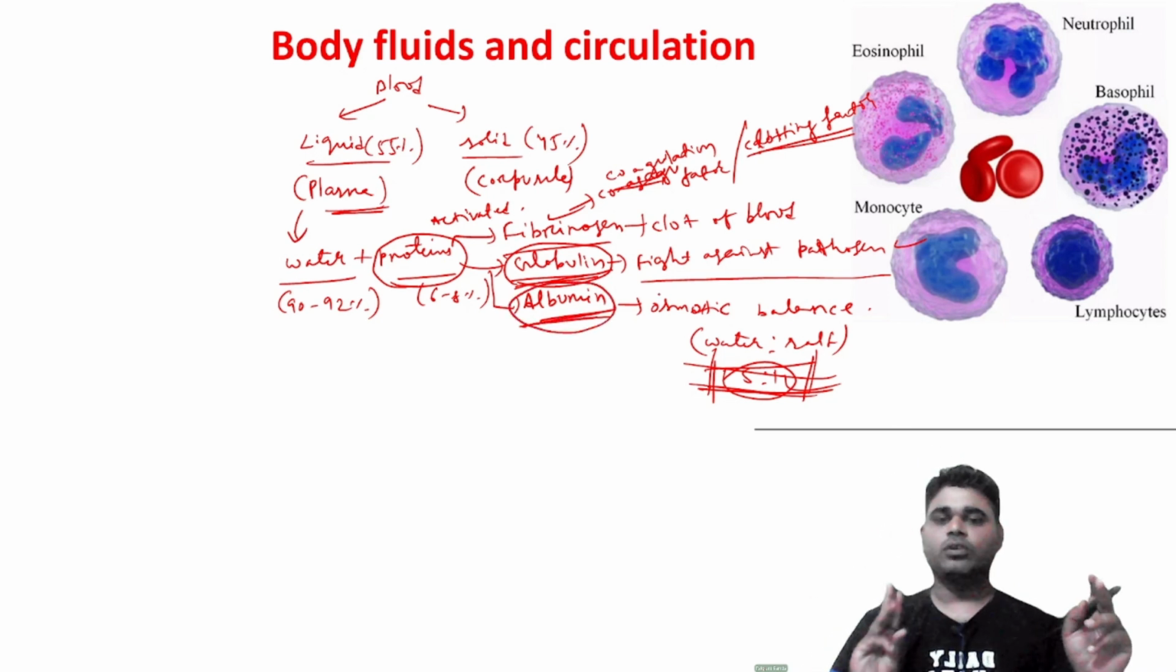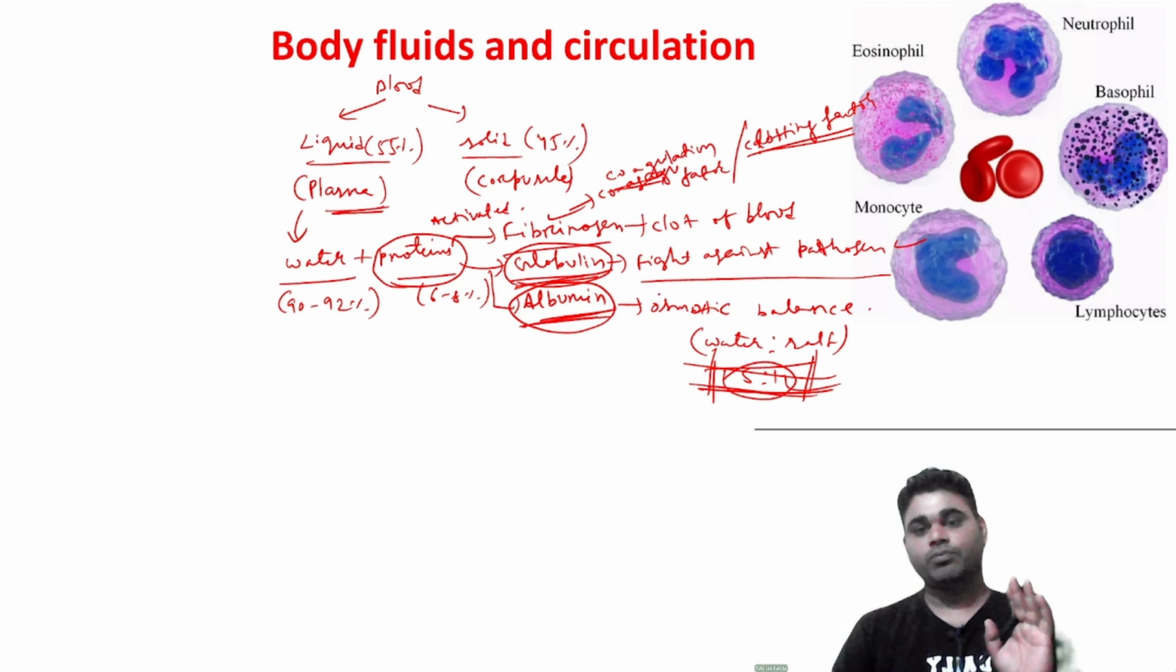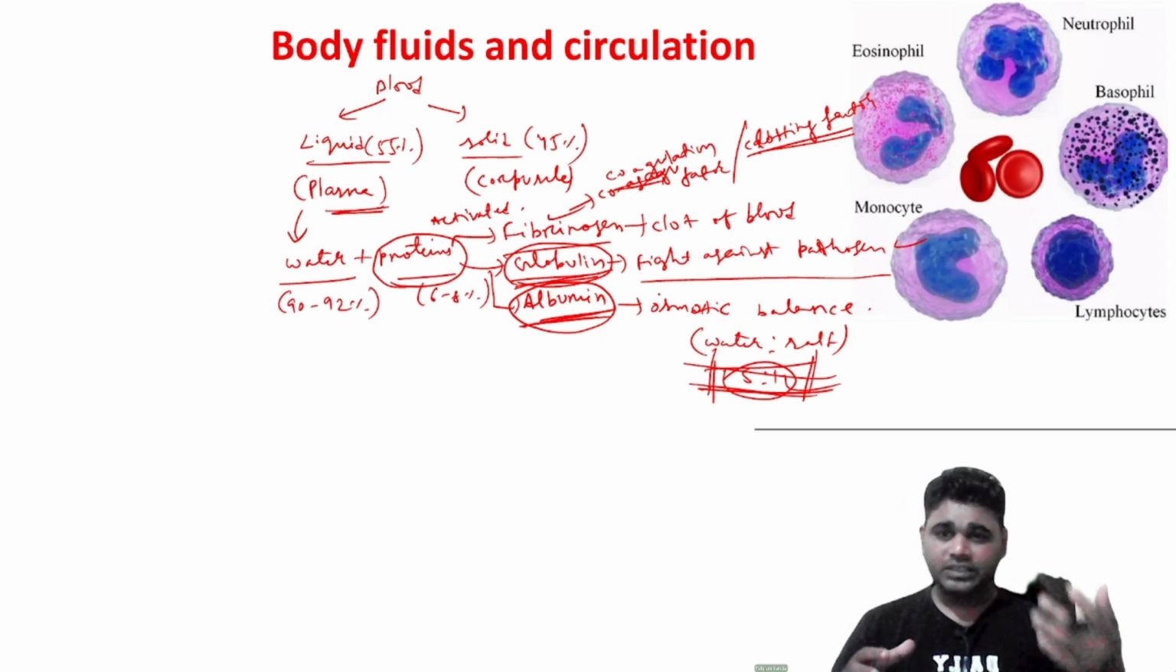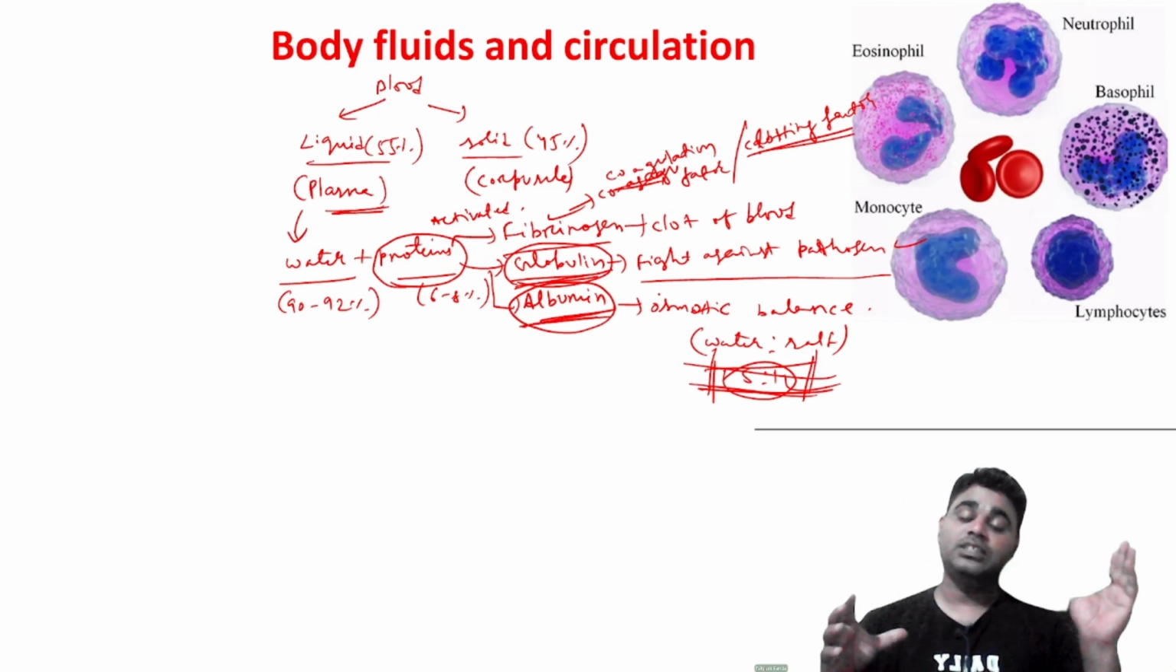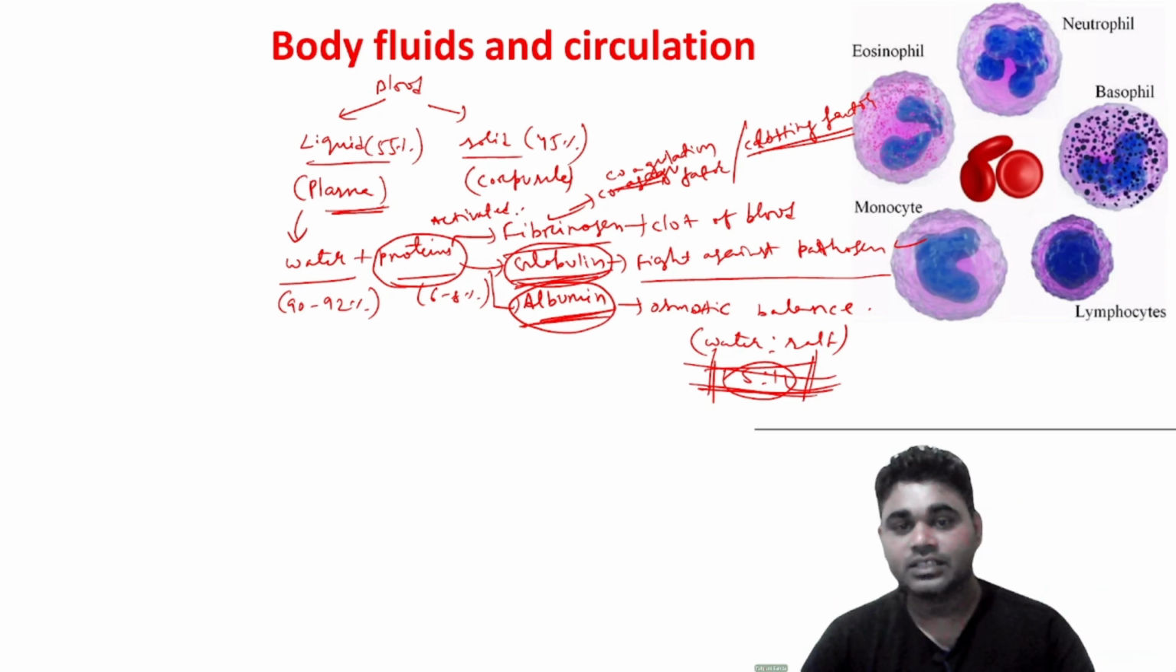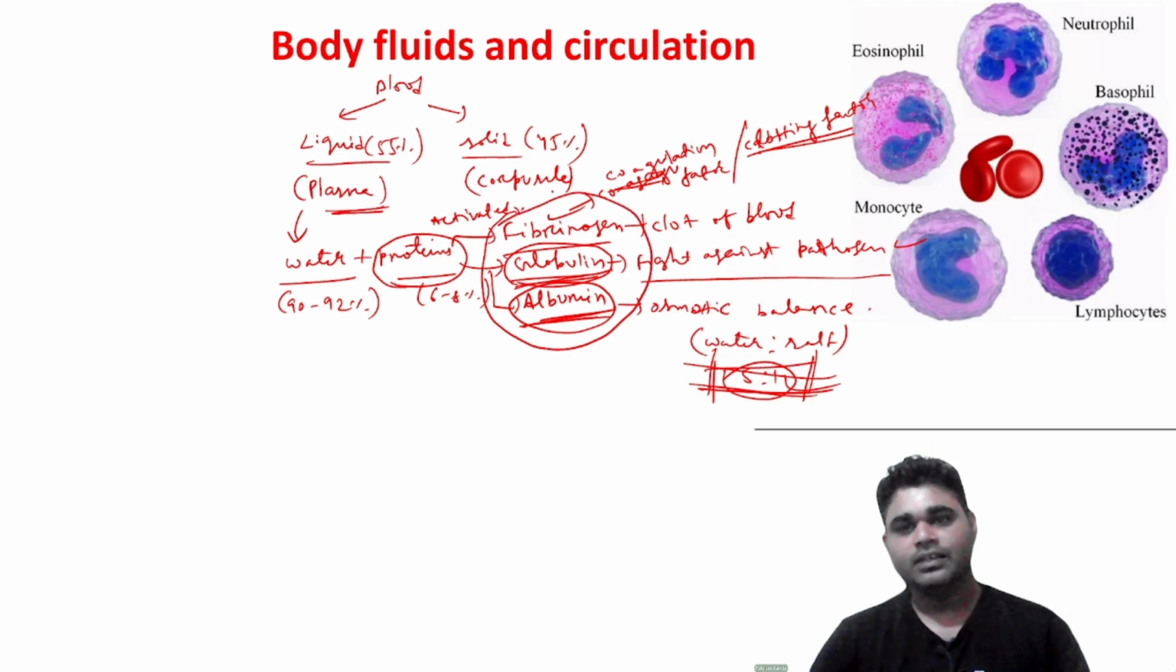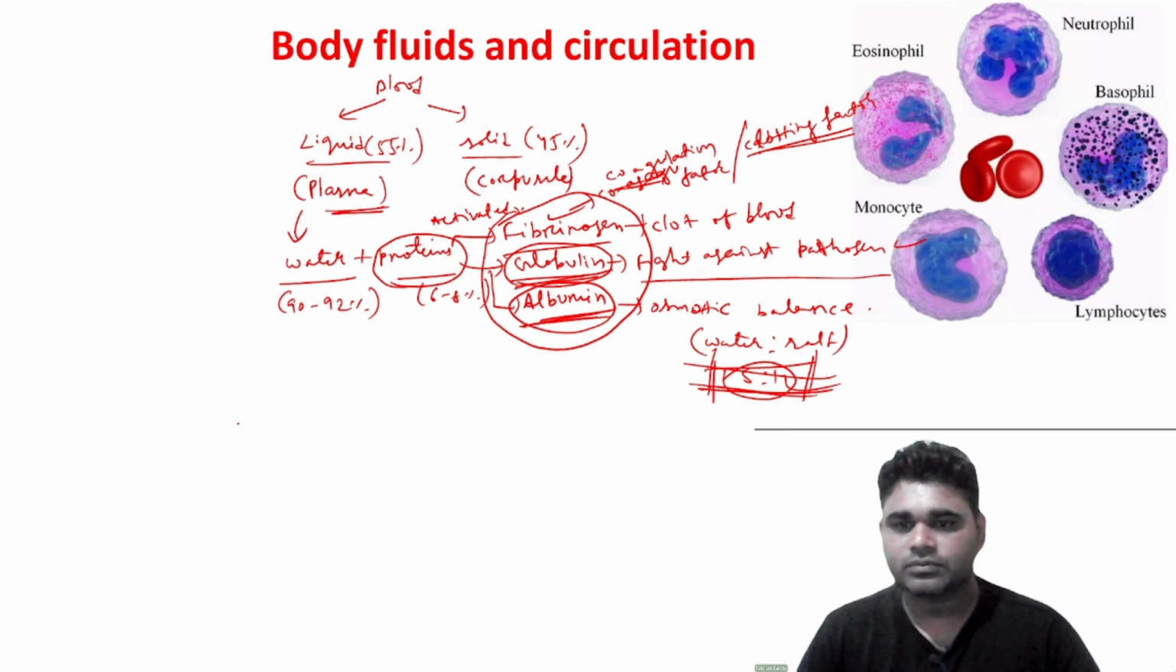So, these 3 proteins are present in the activated form in the plasma. Other proteins are also present in the plasma, but those proteins are present in the inactivated form, while these 3 proteins are present in the activated form. Okay. So, this is the plasma, but one word is called the serum.